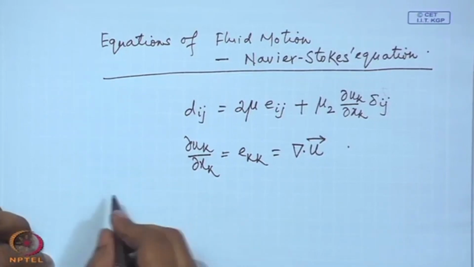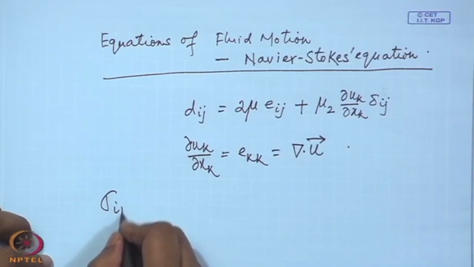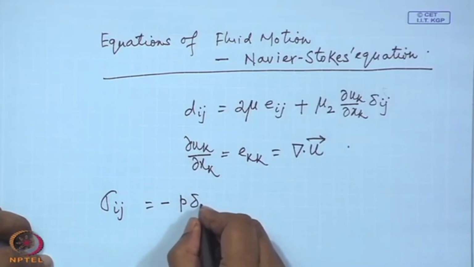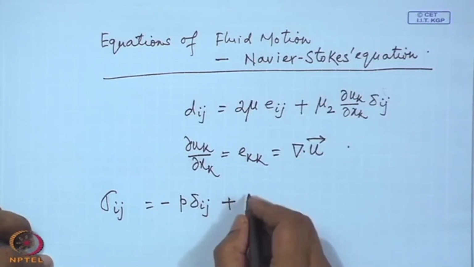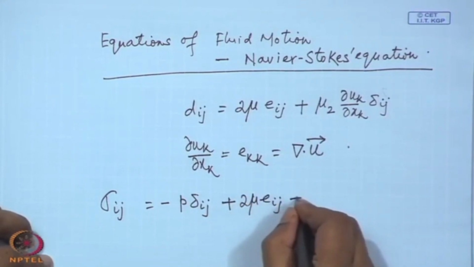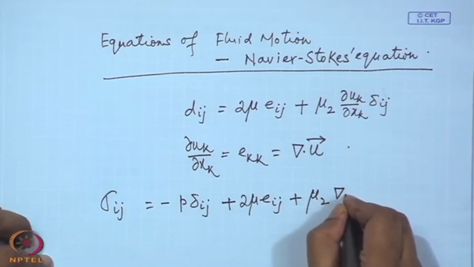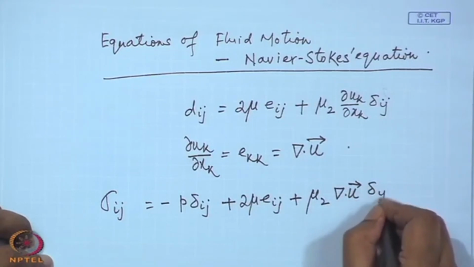Okay. With this, the complete stress tensor we wrote as sigma_ij equals minus p delta_ij plus 2 mu E_ij plus mu_2 divergence of u delta_ij.